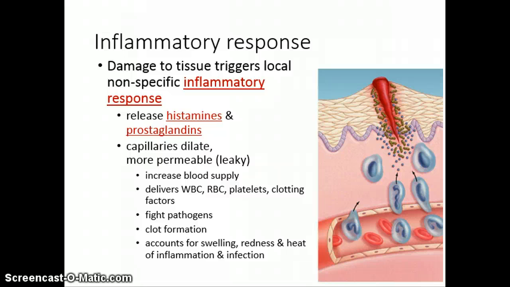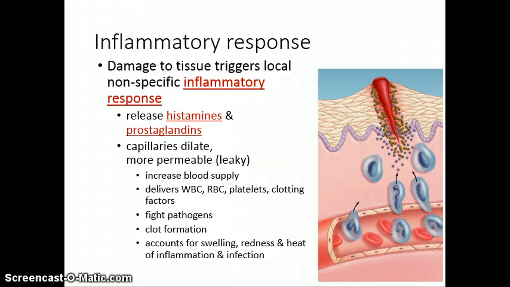Cytokines work to increase local blood supply, and they're responsible for the redness and the heat that we associate with an inflammation. So again, when you have a cut and it turns red and it feels warm to the touch, that's the result of the action of the cytokines. What's going to happen is that the capillaries are going to leak fluid into neighboring tissue, and that causes the swelling.